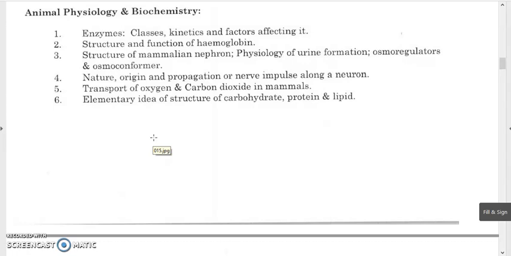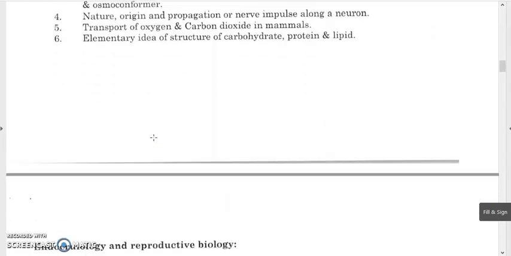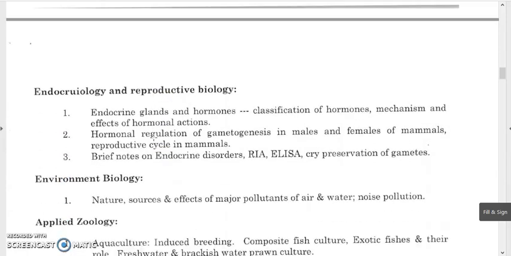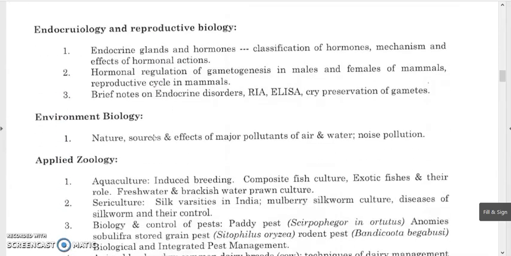oxygen-hemoglobin dissociation curve. Here you have to study the structure of the mammalian nephron, physiology of urine formation, osmoregulation, and osmoconformer, nature, origin and propagation of nerve impulse along a neuron, transport of oxygen and carbon dioxide in mammals, elementary idea of structure of carbohydrate, proteins, and lipid. That is the biochemistry part, how protein structure, carbohydrate structure, and lipid molecules are involved. You have to study this.